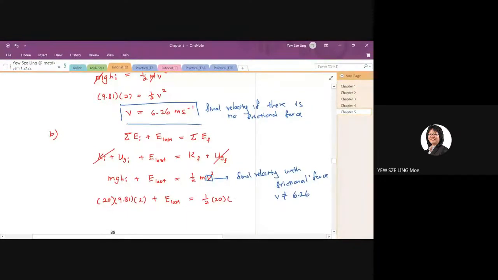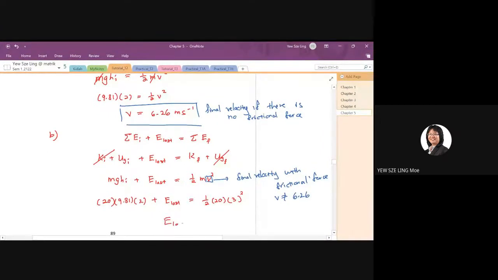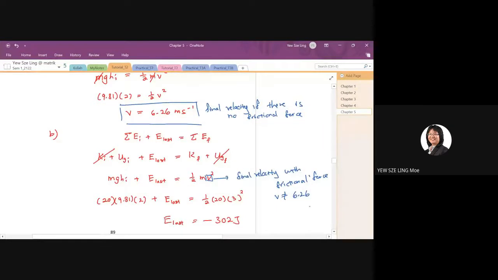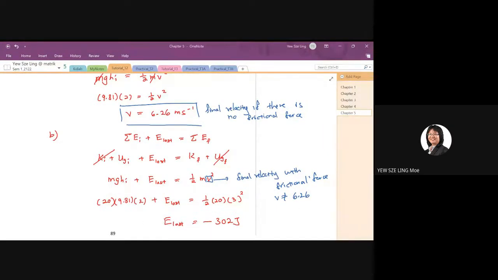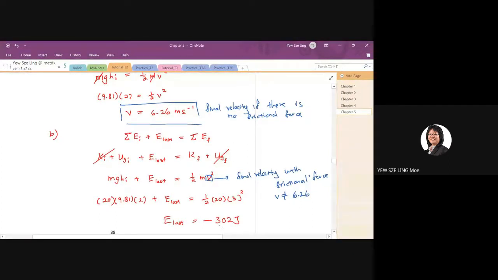Now the v, you have to take 3, 3 squared. Rearrange the equation and you will obtain E loss as a negative value, which is negative 302 joules, if you calculate everything correctly. So energy loss is equal to negative 302. Energy loss is always a negative value.